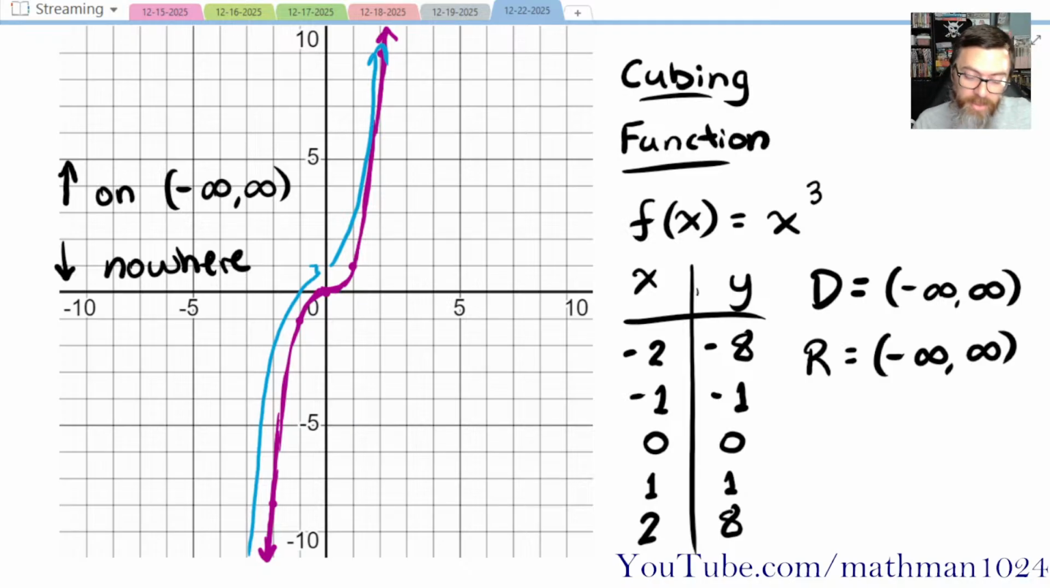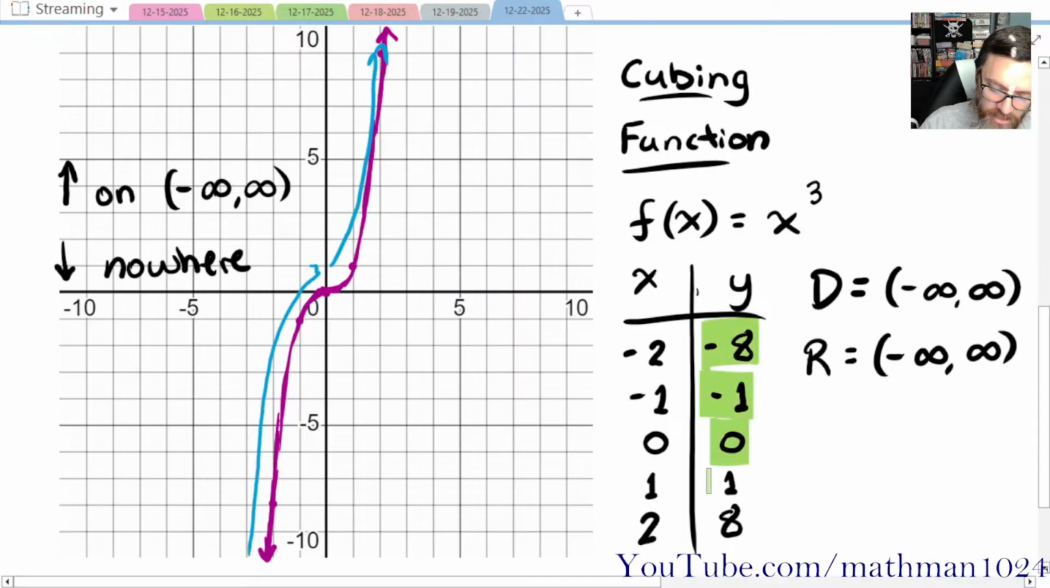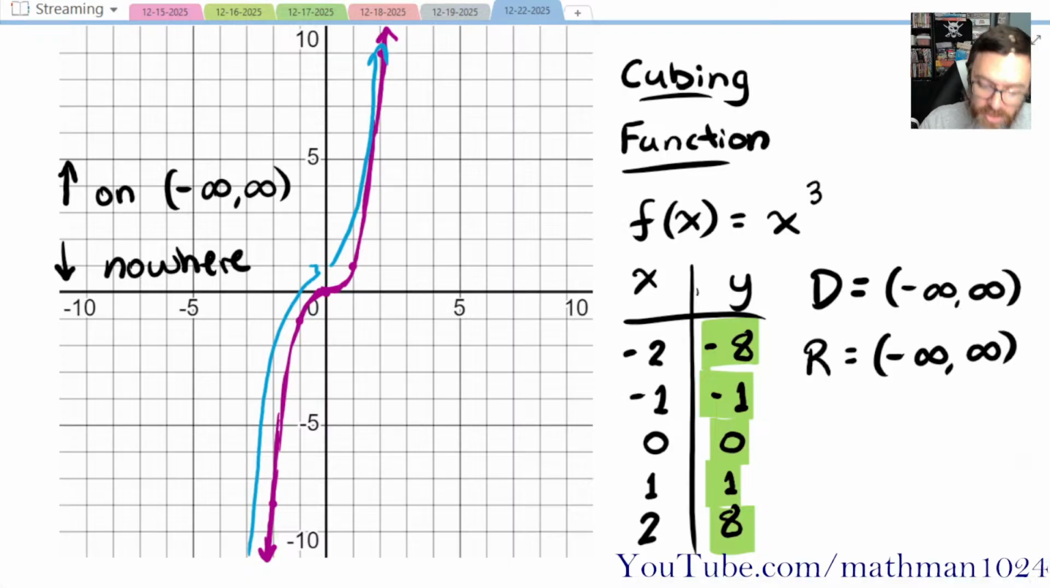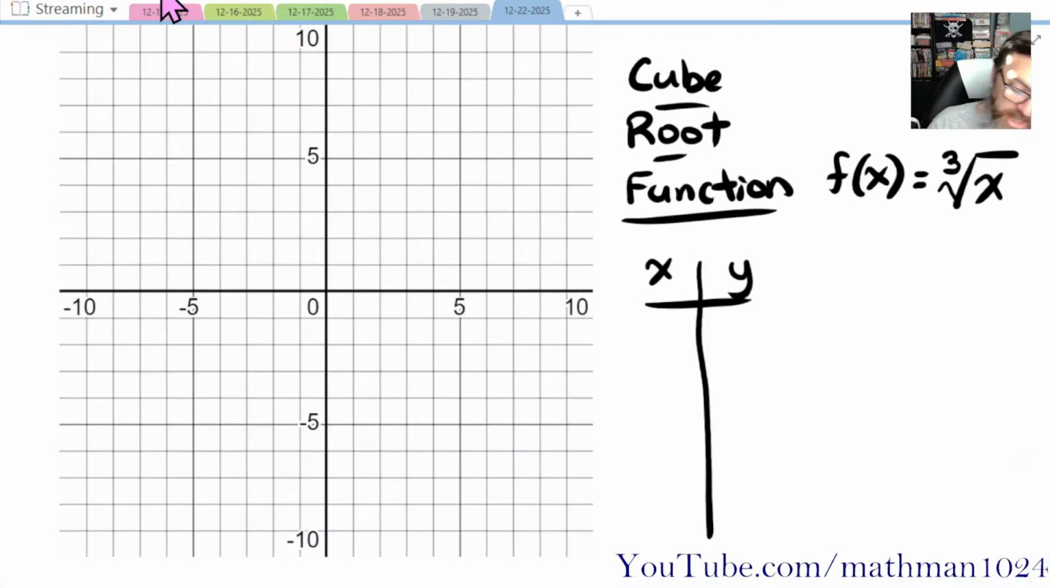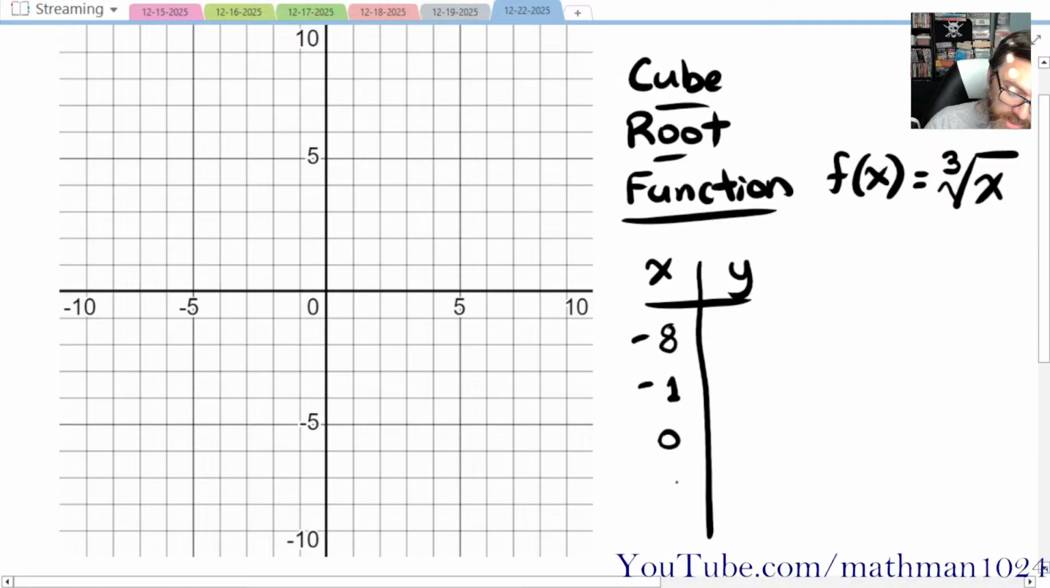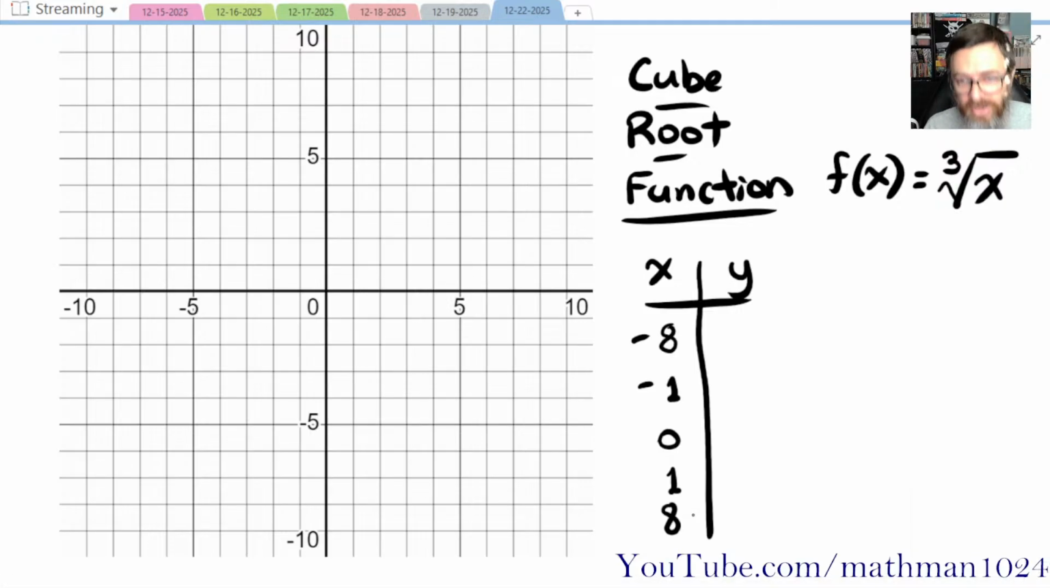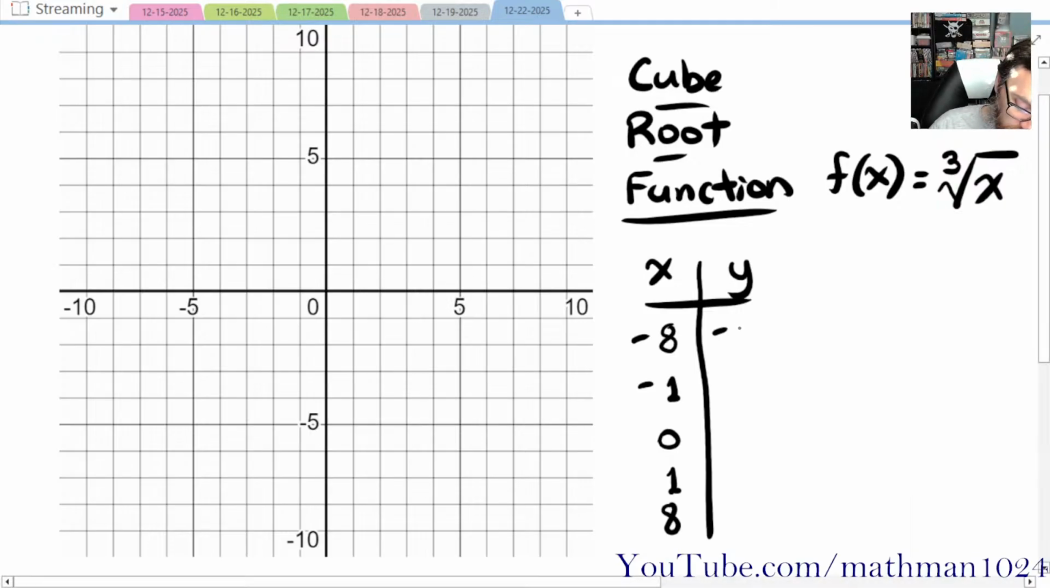But anyway, for the cubing function, you see that these numbers that we have out here, these are all perfect cubes. So we want to use these guys to build our t-table, what we're going to plug in here. So we plug in -8, -1, 0, 1, and 8. When I do the cube root of these, I'm going to get my answers. And since these are nice cubes, the y value is going to be a nice number. So the cube root of negative 8 is negative 2. Cube root of negative 1 is negative 1. Then we have 0, 1, and 2.